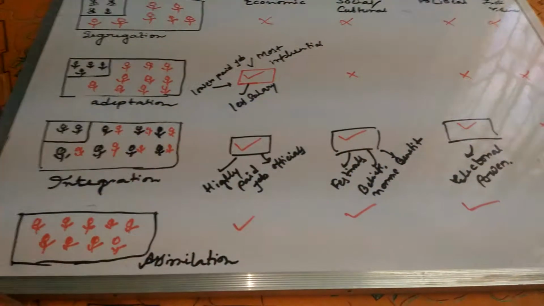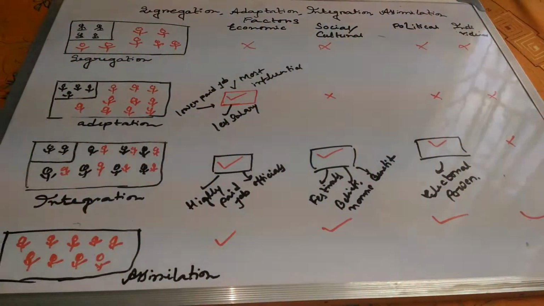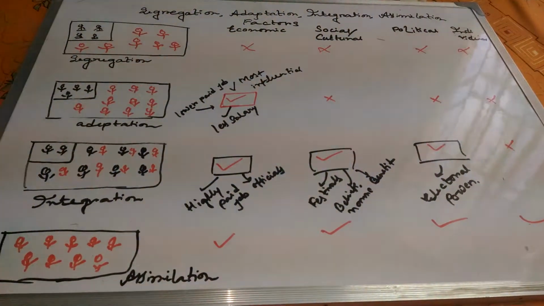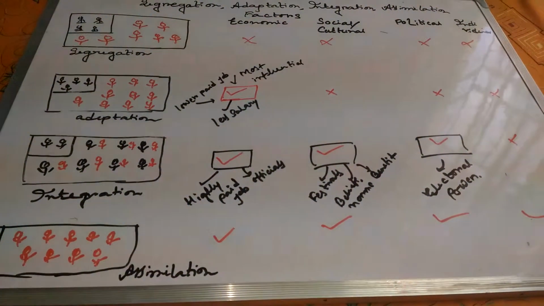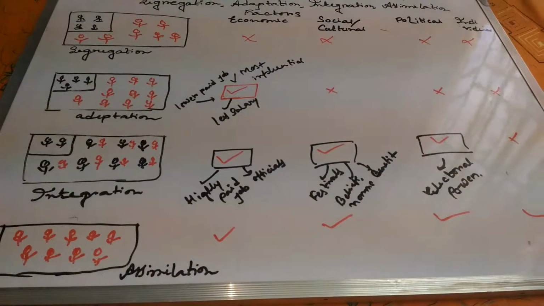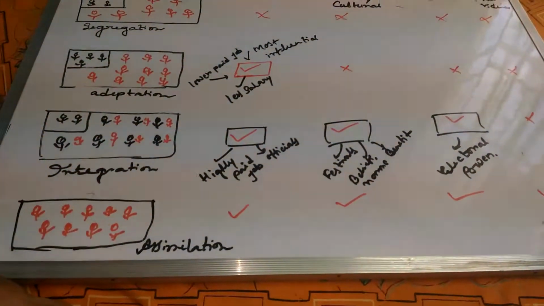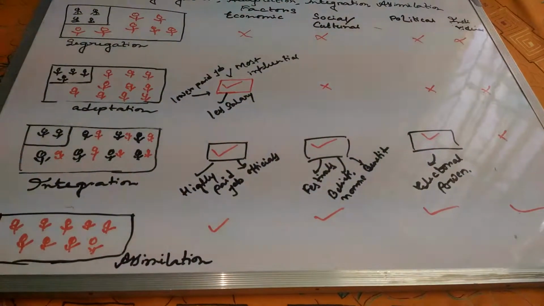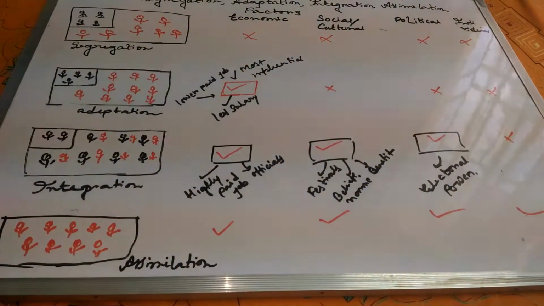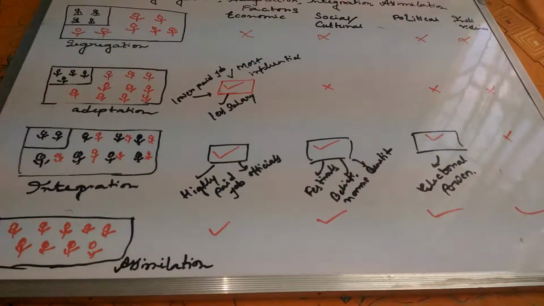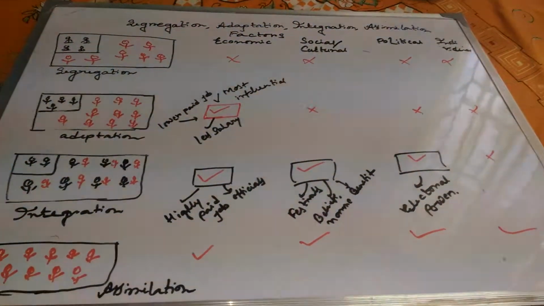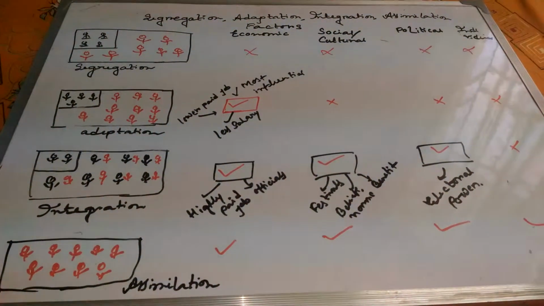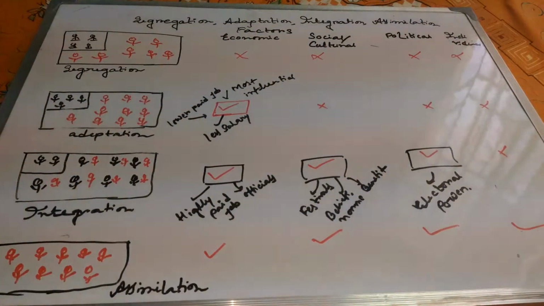And the last stage, up to the integration level, they have still maintained the originality of their place of origin. But in the fourth stage, the assimilation stage, all the difference has gone, and they have become as similar as the host people. So in this level, the individual adaptation has been found. But the four factors have played a very important role.